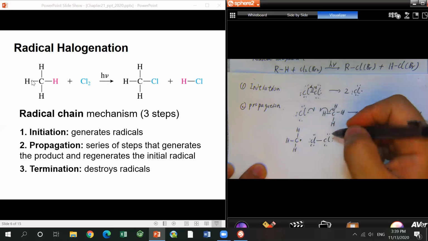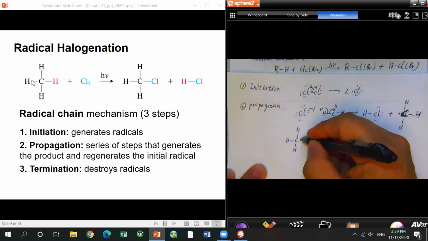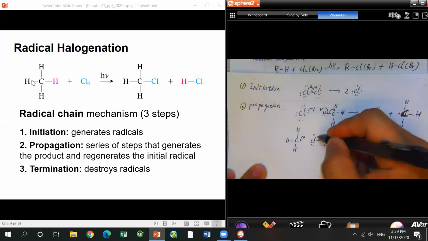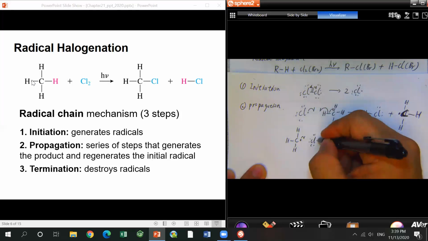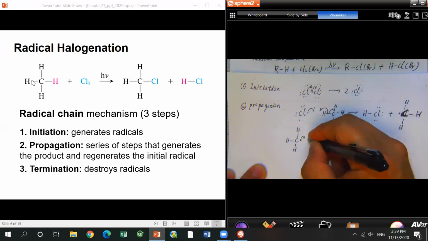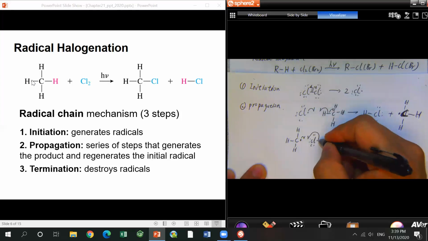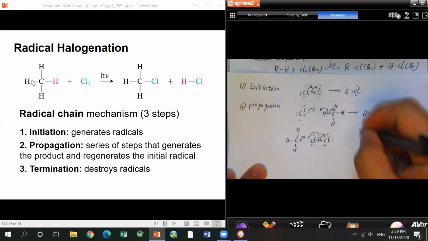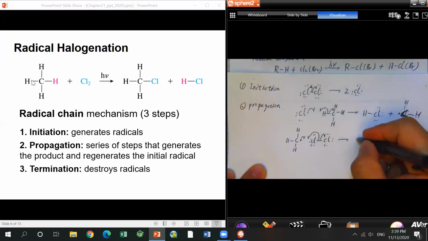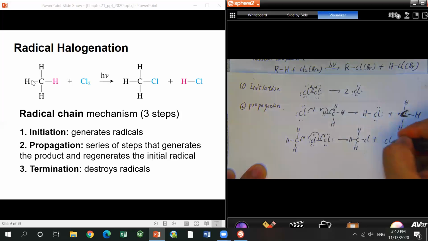So what happened now is this methyl single electron builds a bond with this chlorine, sharing electrons. So now one carbon-chlorine bond is built up, and the other goes to the second chlorine. Then you generate chloromethane plus the chlorine radical. So those are the two propagation steps.